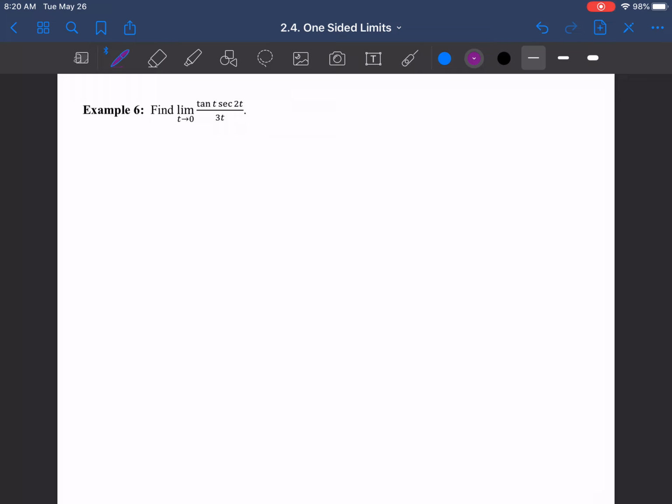So here we've got tangent times secant, right? And so tangent, we can rewrite this one as the limit as t goes to 0 of sine of t over cosine of t, that was our tangent, times secant is 1 over cosine 2t, just like that, and then we have the 3t times 1 over 3t. So we can basically just separate these out and take the limit of each one of these individually.